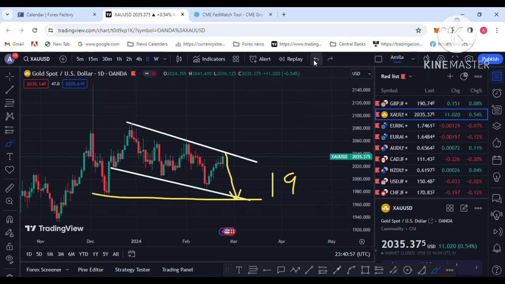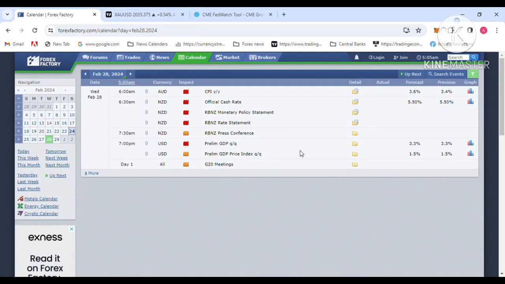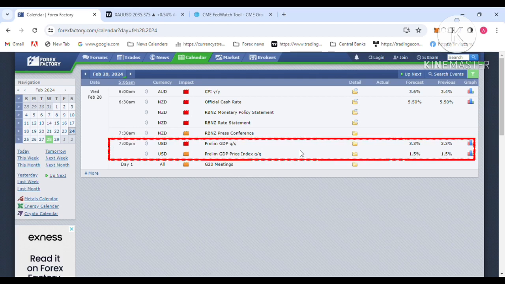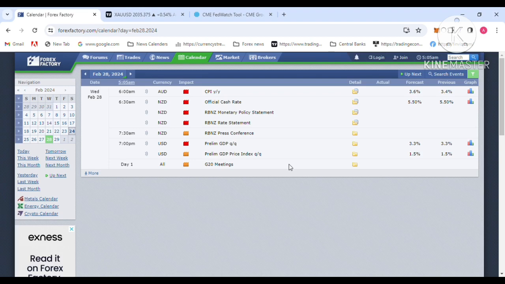So let's see what is going on with the economic data. The Federal Reserve, the American Central Bank. I am on the Forex Factory website. Next week is the USA GDP report, the quarterly gross domestic product report. 3.3% was the last one, and the market expects 3.3% again. A strong GDP report will boost demand for the dollar and drop gold. That will have an effect next week. You should watch economic data if you are trading gold.